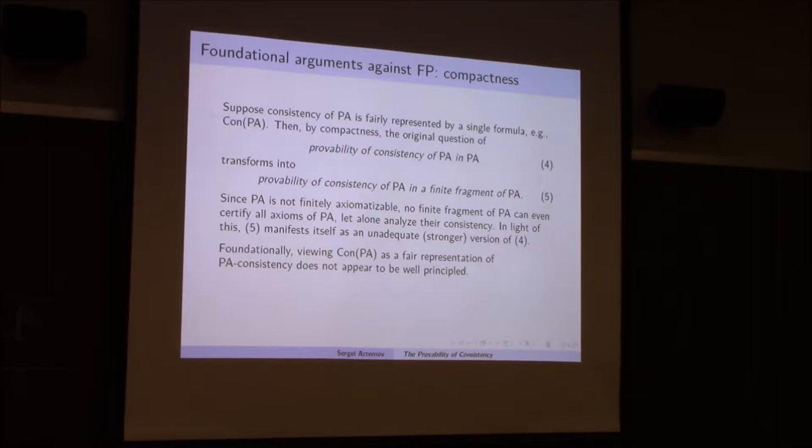Because PA is not finitely axiomatizable, no finite fragment of PA can even endorse or certify all axioms of Peano, let alone analyze their consistency in the context of derivations. So it's not a proof, of course, because some other way around might be conceivable, but ideologically it's clear that 5 is so much stronger than 4. If people would try to sell 5 instead of 4, though they are clearly equivalent, it would be much, much harder to sell. So, 4 and 5 as they stand as statements.